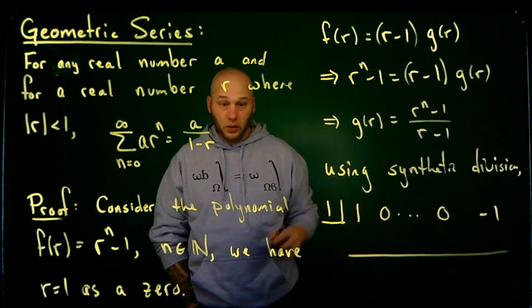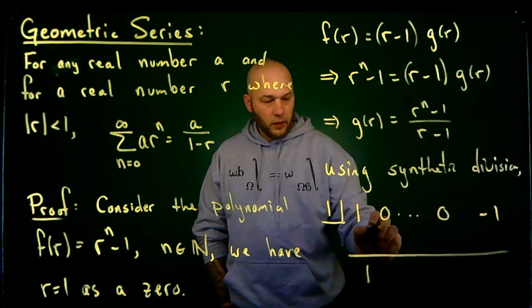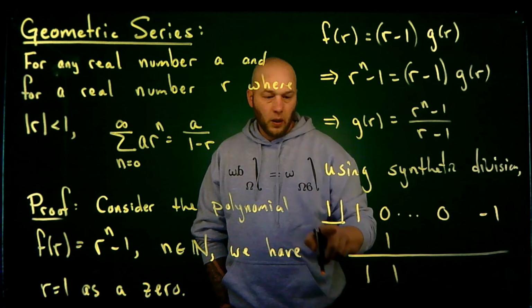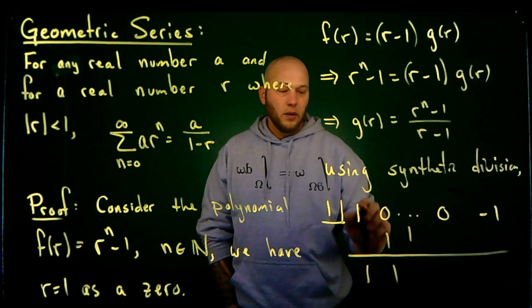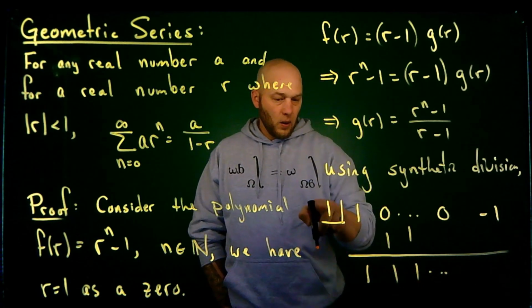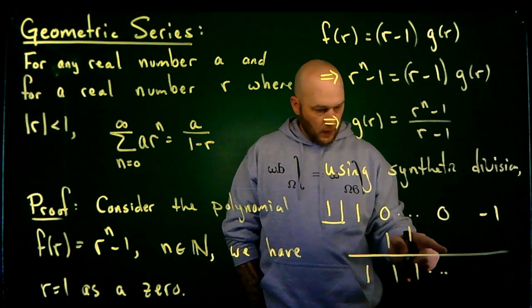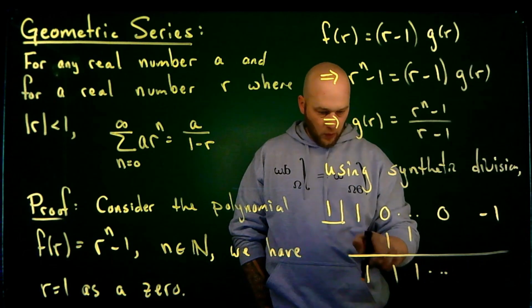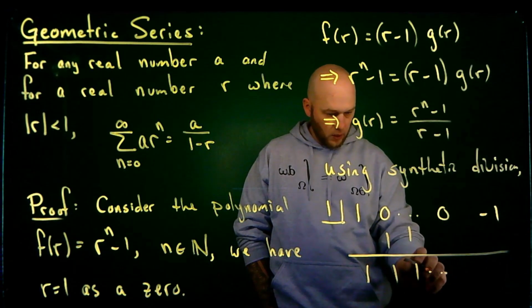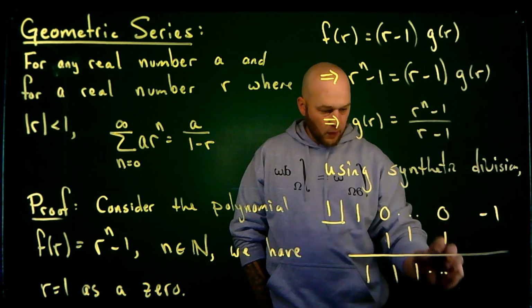Okay, so I'm going to go ahead and do the synthetic division. 1 drops down, 1 times 1 is 1, 0 plus 1 is 1. 1 times 1 is 1, 0 plus 1 is 1. All the way down to the last step, where 1 times the previous term, which would be 1, added together gives me 1.